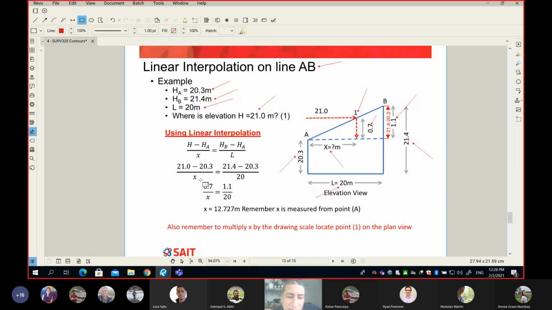And finally, we end up with this equation: 0.7 divided by x equals 1.1 divided by 20. This is similarity of triangles. Now, when you solve this simple equation, you will get 12.727 meters. Remember that the x is measured from point A. According to this math, my x is measured from point A.